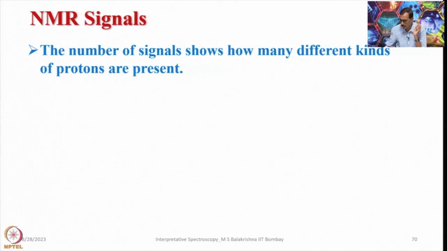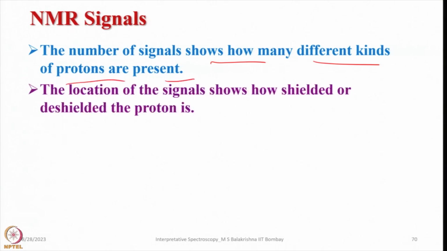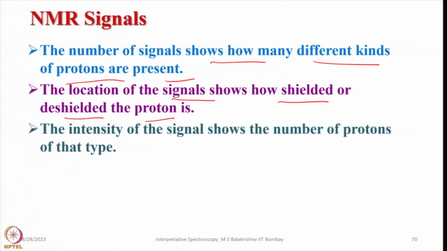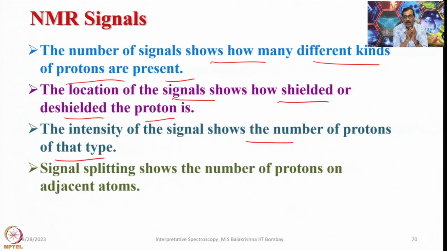The number of signals shows how many different kinds of protons are present, and the location of the signals shows how shielded or de-shielded they are. This is very, very important information. The intensity of the signals shows the number of protons of that type. Then there is the signal splitting: what is the splitting pattern, whether 2 lines, 3 lines, 4 lines, or 1 line. This signal splitting shows the number of protons on adjacent atoms, that means how they are connected.